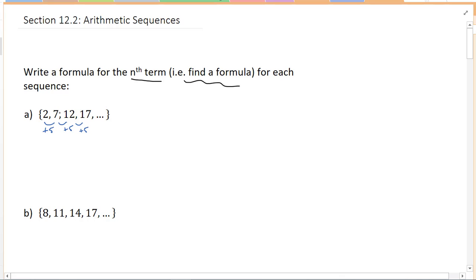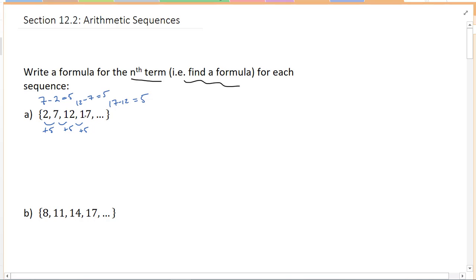If you add 5, that's the common difference. When I say common difference, you look at 7 minus 2, that's 5. And if you do 12 minus 7, so the next term minus the previous term, that's 5. 17 minus 12, that's 5. So there's a common difference of 5.